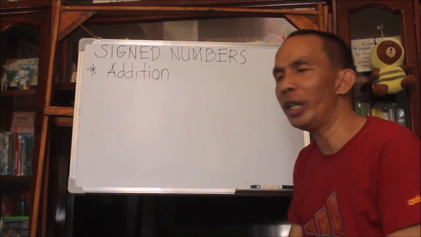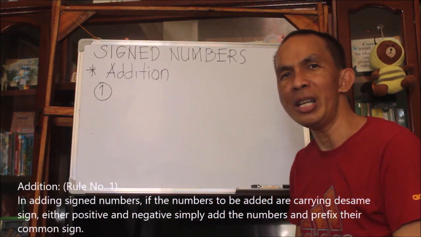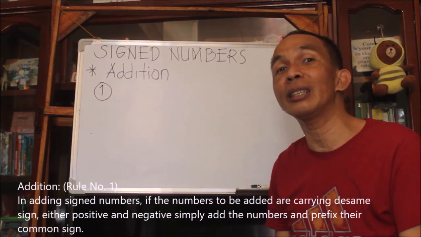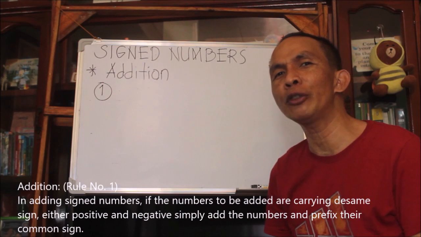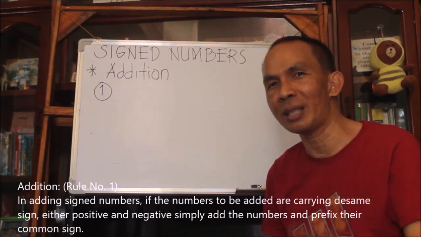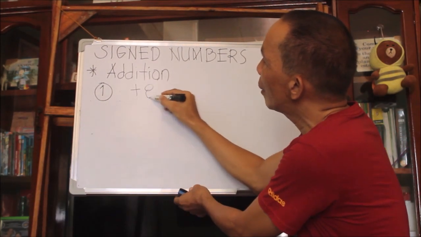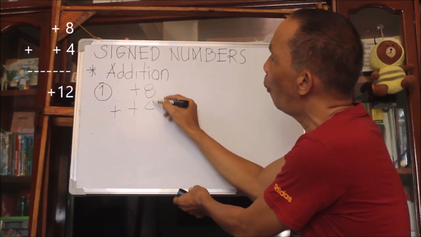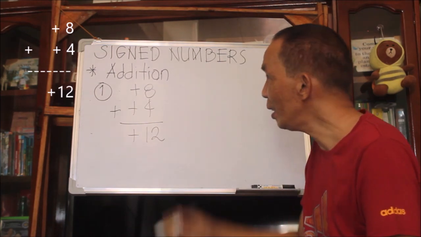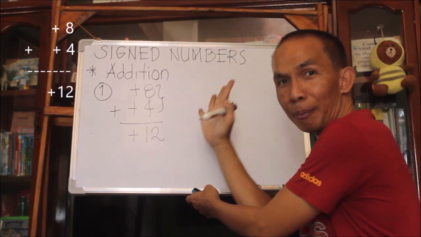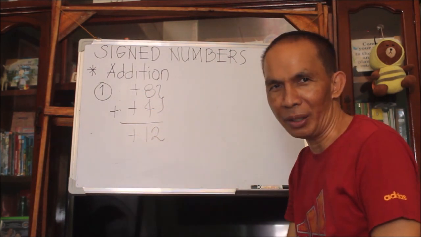Okay, rule number 1. In adding signed numbers, if the numbers to be added are carrying the same sign, either positive or negative, all you have to do is add the numbers and then prefix the common sign. Example, positive 8 plus positive 4, the answer is positive 12. Just simply add the numbers, then copy the sign of the numbers.